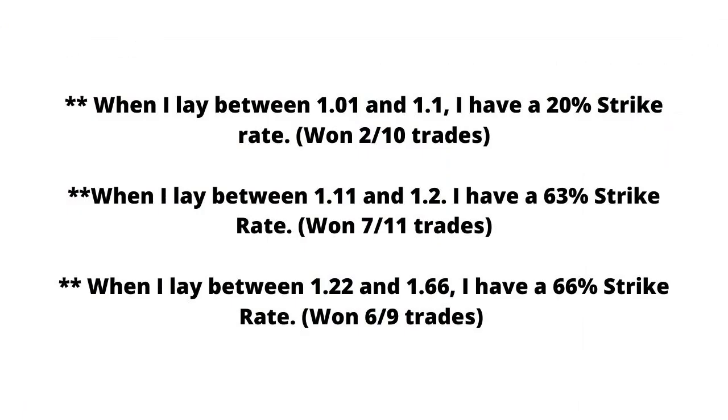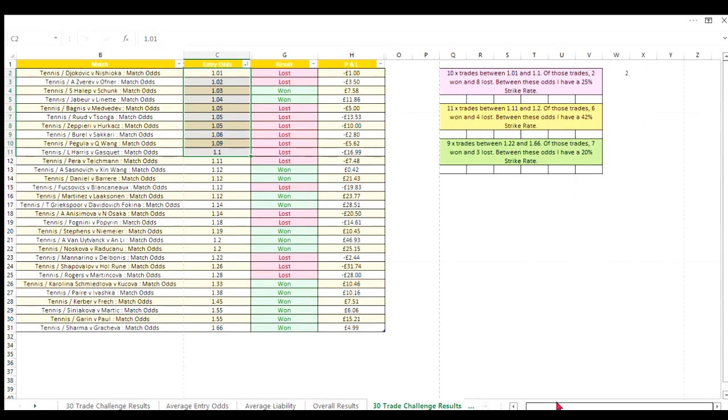Yeah, so between 1.01 and 1.1, we've basically managed to have 10 trades. Of those trades, 2 were won here, as you can see, and 8 were lost. So that's given me a 25% strike rate when laying between 1.01 and 1.1. So that would suggest not to do it, because clearly you don't have a very good success rate when you do.